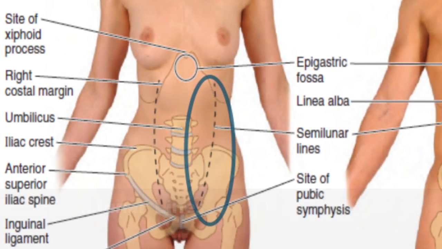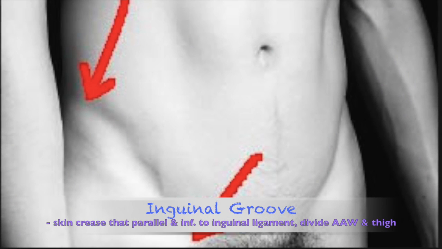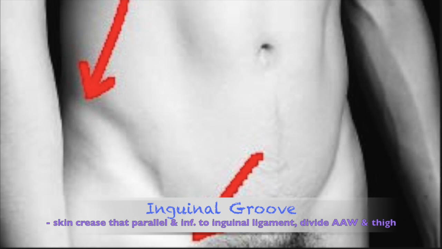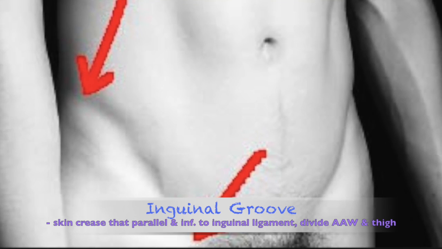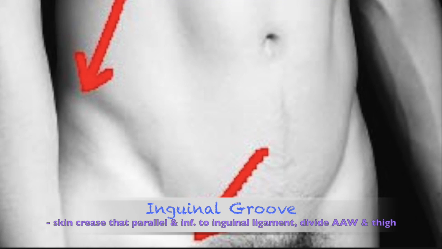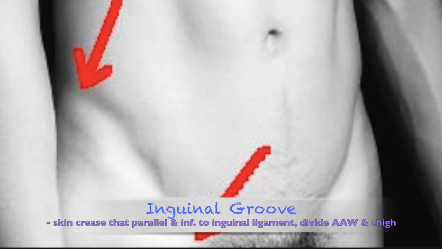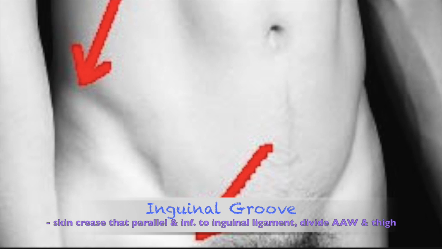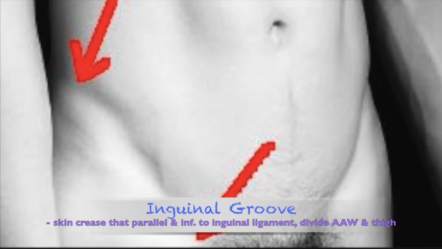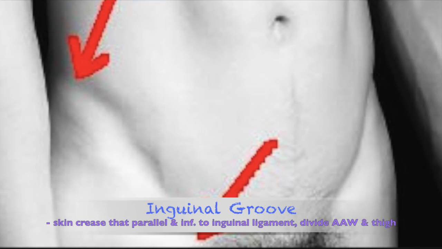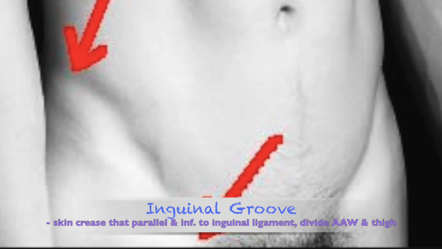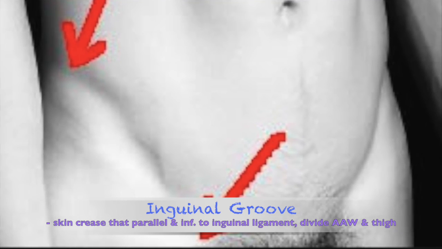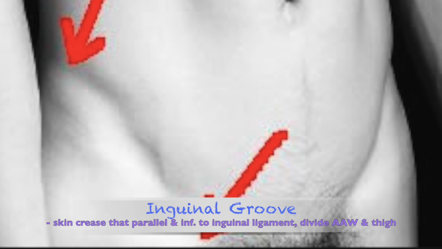Next, the inguinal groove is a skin crease that is parallel and just inferior to the inguinal ligament. The site of the inguinal ligament is indicated by the inguinal groove. The inguinal groove is readily visualized by having the person drop one leg to the floor while lying supine on the examining table. This groove marks the division between the anterolateral abdominal wall and the thigh.